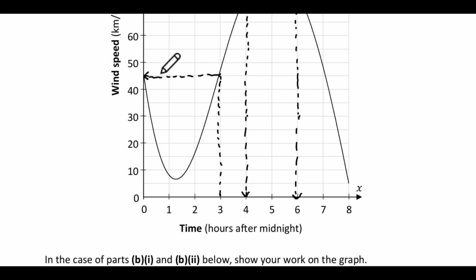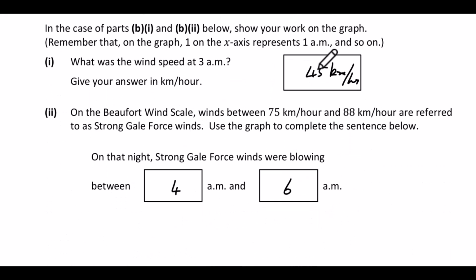Now you will be given a certain tolerance around your readings. Different people might read off slightly different readings here on the y-axis, so you will be allowed a certain tolerance. But I'm saying 45 kilometers per hour. That's what I got here.